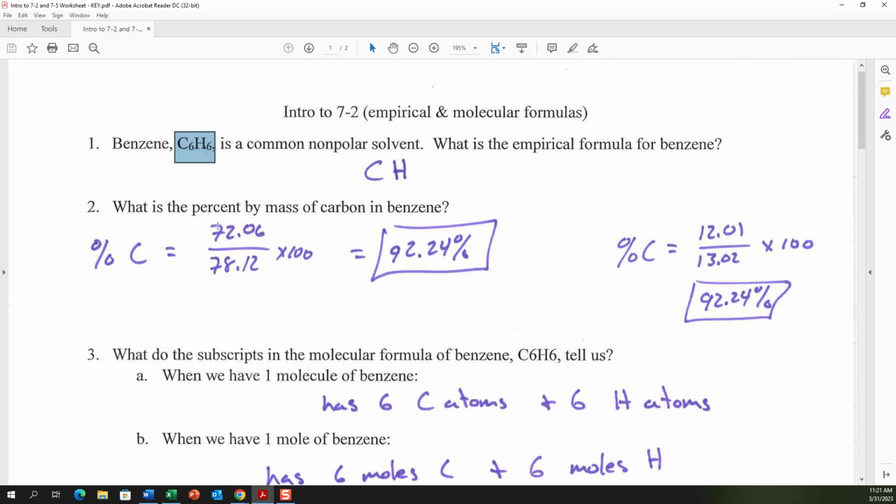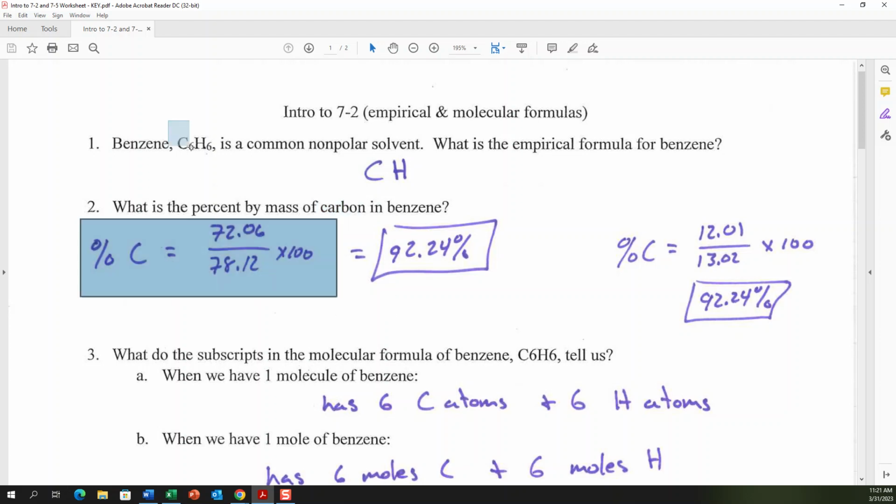Question 2 is just asking for the percent by mass of carbon in benzene. Whenever you do percentage of anything, it's just the amount of the part divided by the amount of the whole times 100. If it's percent by mass, you want to be thinking percent by gram. So the amount you want to calculate is not particles, it's not moles, it's grams. So we're going to do the mass of carbon in benzene divided by the mass of benzene times 100. That's how we come up with the percent by mass.